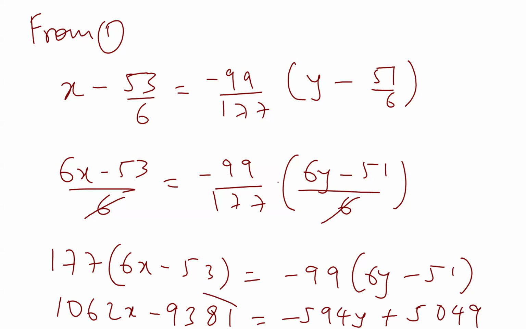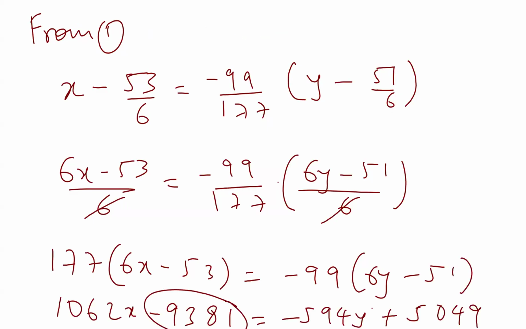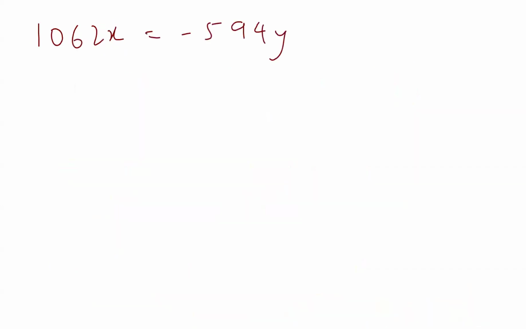So I'll just shift this value to the right hand side. 1062x is equal to minus 594y, and 5049 plus 9381. So 5049 plus 9381 is 14,430. That value will be left on the right hand side, 14,430. So this is line X on Y. So this is the line that is required.